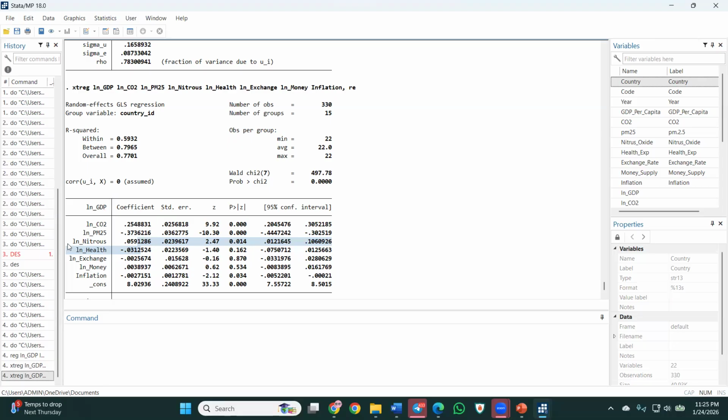Someone should interpret the exchange rate for us. In the subsequent models, I will not interpret. I think our time is almost up. Someone should interpret the health for us, the coefficient of the health.